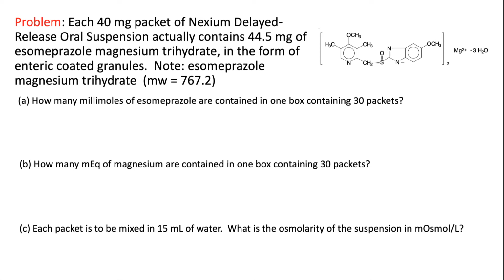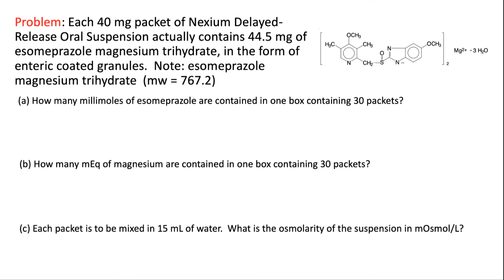However, the chemical itself isn't just pure esomeprazole. It actually comes as esomeprazole magnesium trihydrate. Since that's the actual chemical in the packet, the packets contain 44.5 milligrams of this esomeprazole magnesium trihydrate, which I'll abbreviate as EMT in my questions down below. So each packet has 40 milligrams of esomeprazole, but that is contained in 44.5 milligrams of EMT, esomeprazole magnesium trihydrate. Also, on the right-hand side, this is the chemical formula straight out of the package insert.